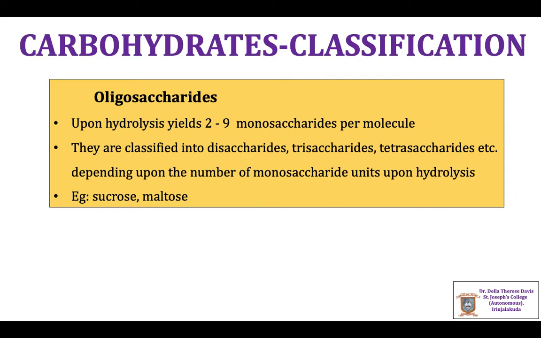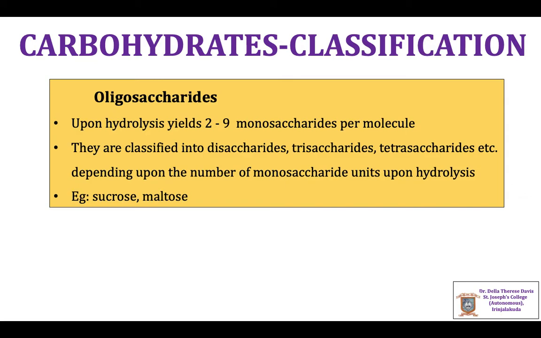Oligosaccharides upon hydrolysis yield 2 to 9 monosaccharides per molecule. They are classified into disaccharides, trisaccharides, tetrasaccharides, etc., depending upon the monosaccharide units which are produced upon hydrolysis. Examples include sucrose and maltose. Sucrose and maltose are examples of disaccharides.